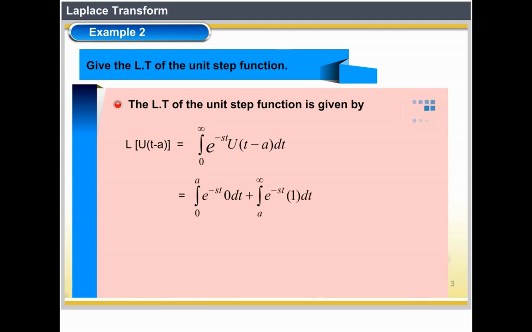The first term will vanish because 0 into anything is 0. Then we integrate the second term. We get e power minus st divided by minus s, from a to infinity, equal to e power minus as. That means we can also say e power minus s into a divided by s.